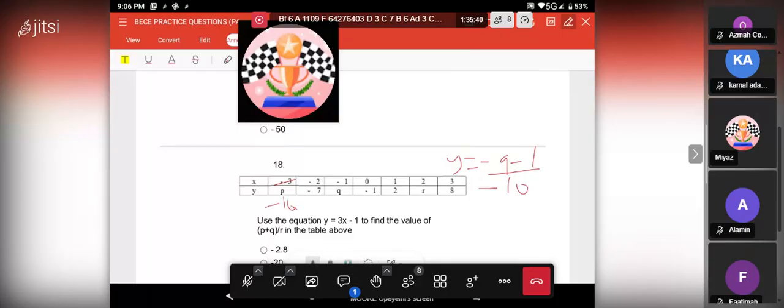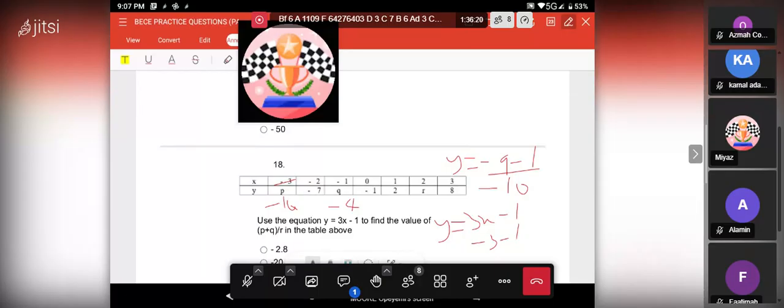Now we want to get q. That is when x is minus 1. It means y is equal to 3x plus 1. But x is minus 1. That is minus 3 plus 1, which is equal to minus 2. Then what is r? Look at where r is. At that point, what is the value of x at the point of r?